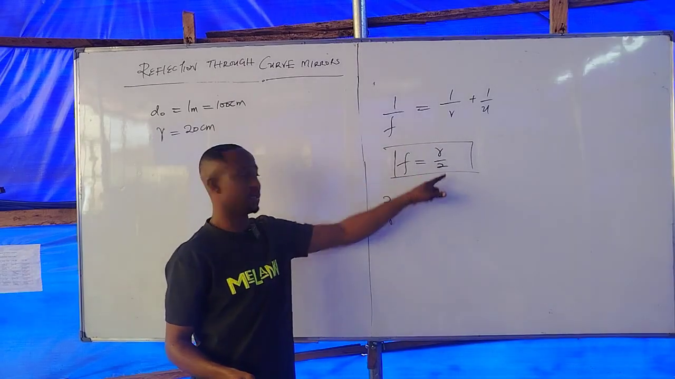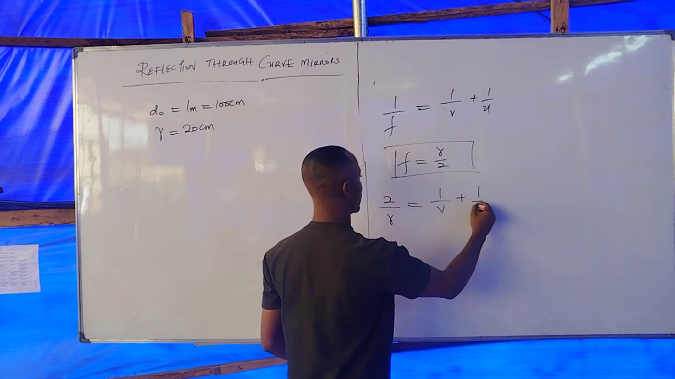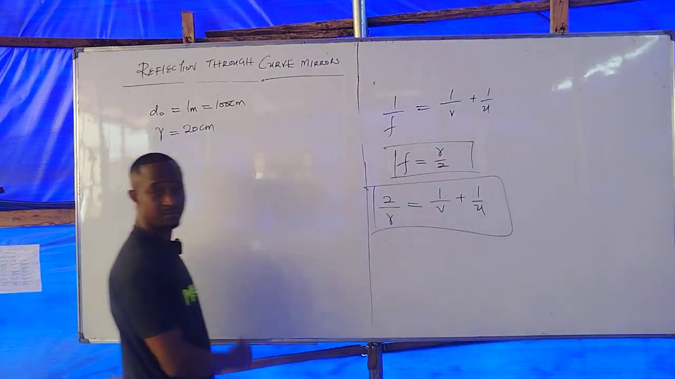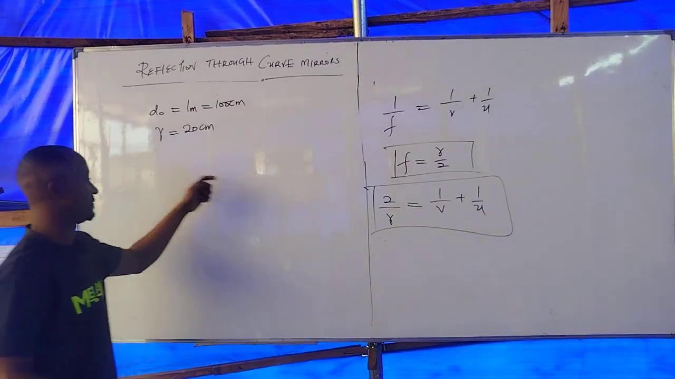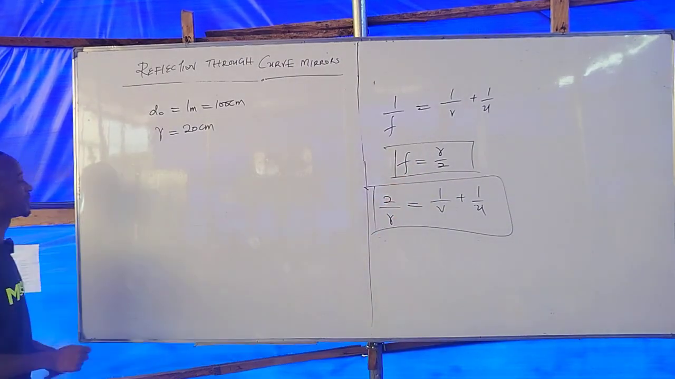The inverse of this, 2 over R, equals 1 over V plus 1 over U. Are you getting the gist now? So I can also use it to solve, right? Or can I find V first, or the focus? Which one do you want? Let's find the focus first.